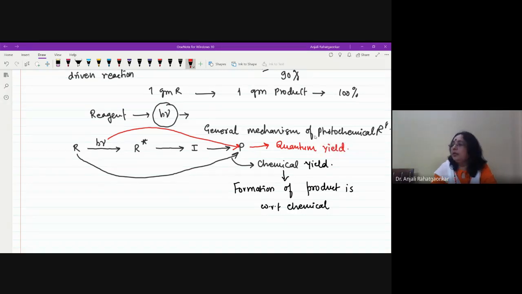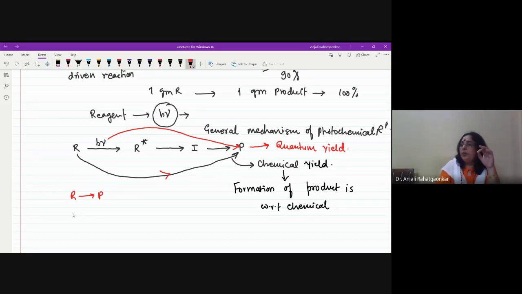This is called as a, this, you get this point. If the product P is obtained with respect to R, please just look at this arrow I am putting over here. If the product P is obtained with respect to the reactant directly, then it is also called a chemical yield.